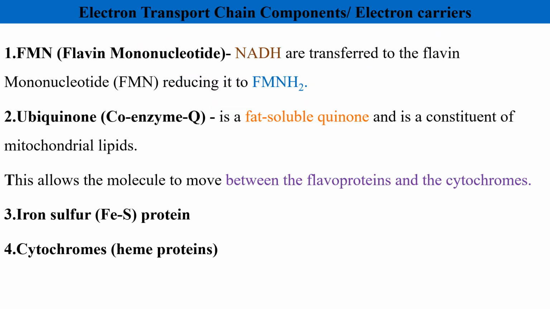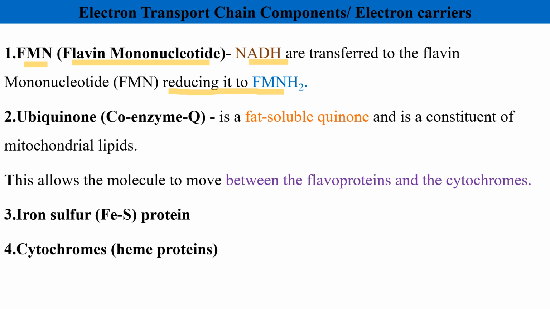In the electron transport chain, there are many electron carriers which accept the electrons and transfer them to the different complexes. First is FMN, which is known as flavin mononucleotide. It accepts the electrons from NADH and is reduced to FMNH2.